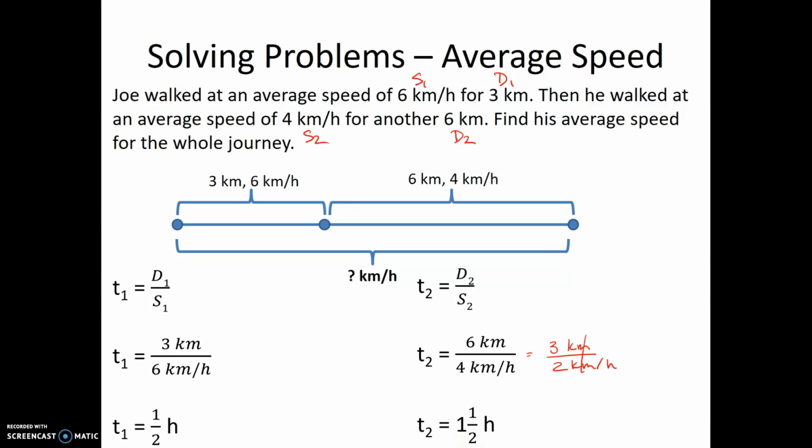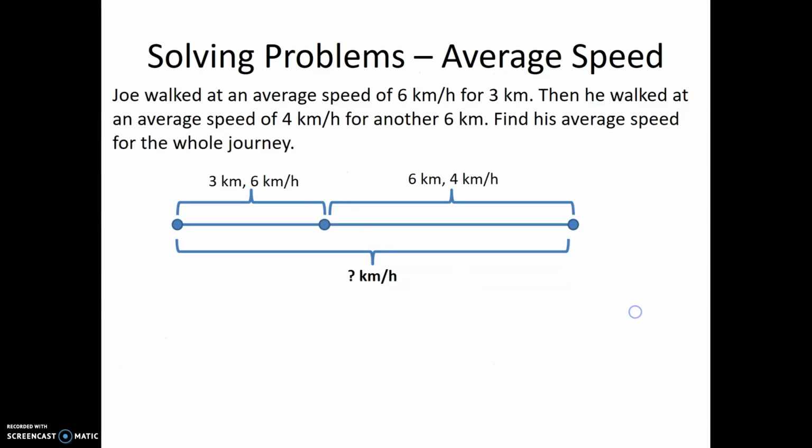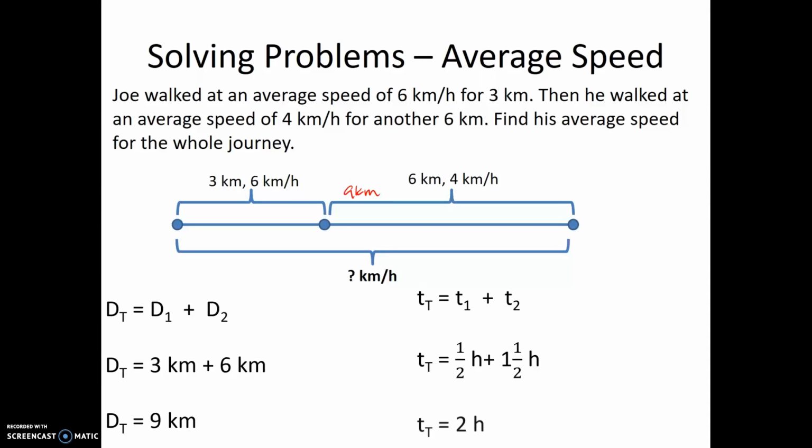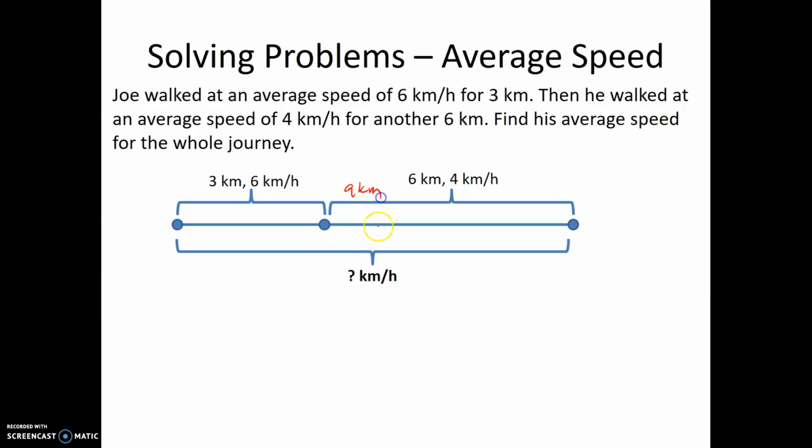Okay, so now we know how long Joe walked for. He walked for 2 hours, and his total distance was 9 kilometers. We are all set to find his average speed. So let's see. Our total distance, that we already said, is 9 kilometers. And our total time is 2 hours. And so our speed is going to be distance over time. So 9 divided by 2. And our speed is 4.5 kilometers per hour.